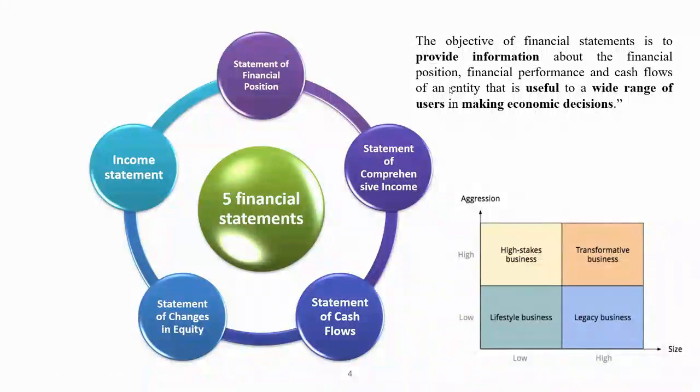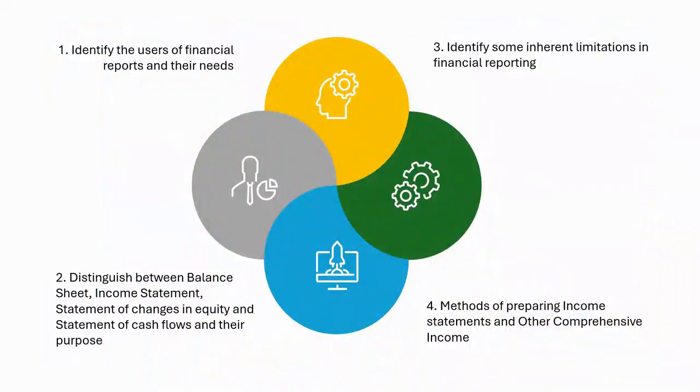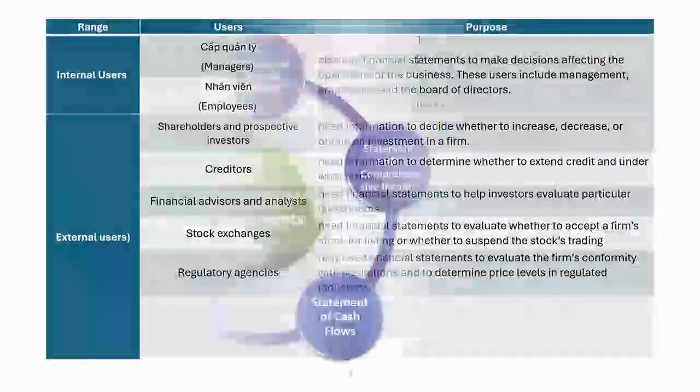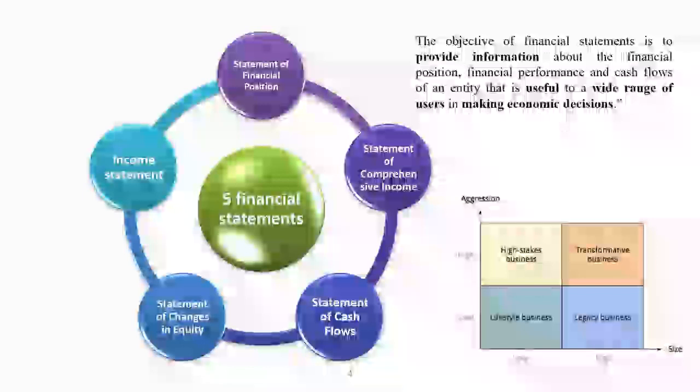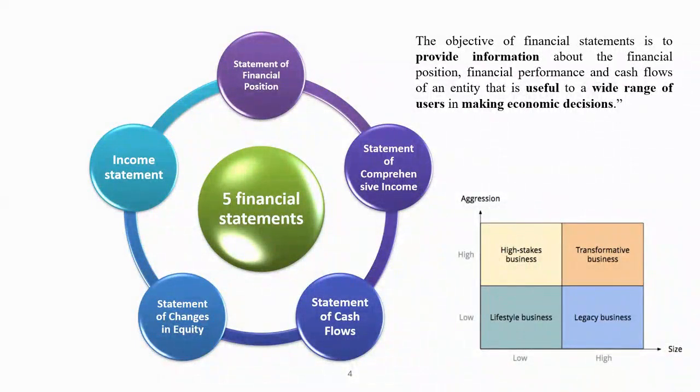Now, we will come to distinguish between balance sheet, income statements, statements of changes in equity, and statements of cash flows and their purpose. As you can see on the screen, the objective of financial statements is to provide information about the financial position, financial performance, and cash flows of an entity that is useful to a wide range of users in making economic decisions. And you can see the 5 financial statements here.